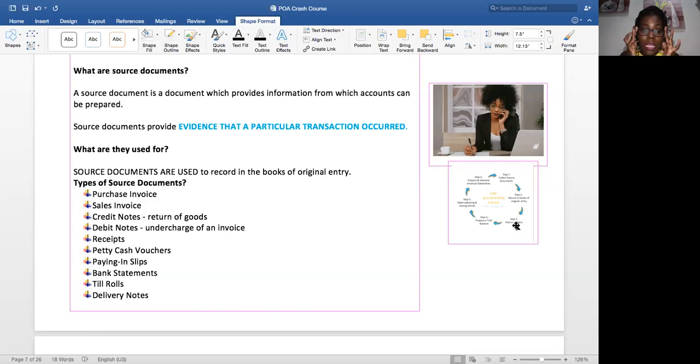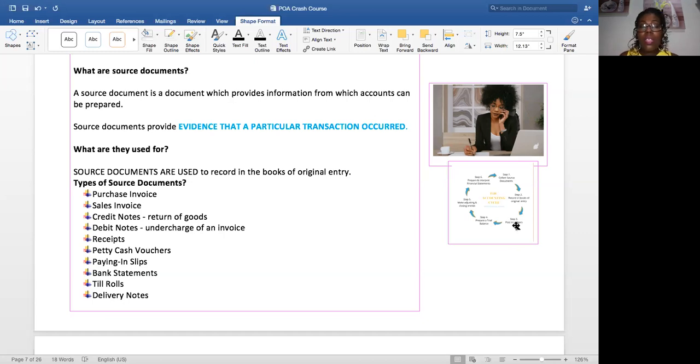Debit notes, these are used when there's an undercharge on an invoice, right? Things happen. Sometimes people make mistakes, and it happens. So that's what you use a debit note for. Receipts, when you collect money from somebody, you issue a receipt.